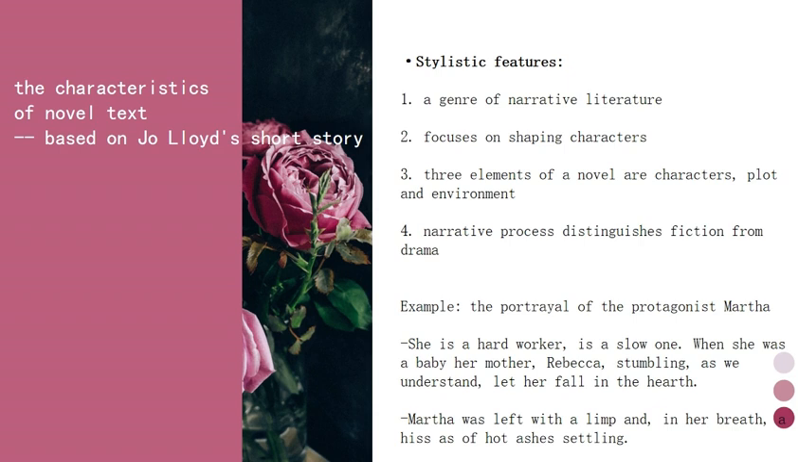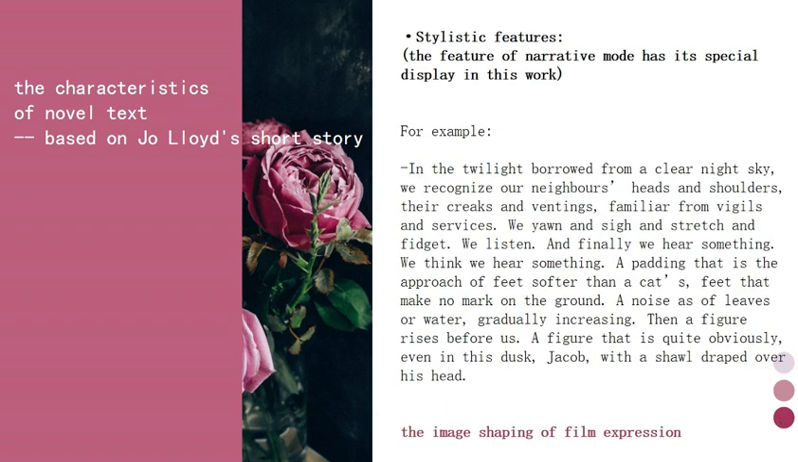In this work, narrative runs through the whole text. And here we have an example about the portrayal of Martha. In addition, the feature of narrative mode has a special display in this novel. Here, the image shaping of film expression is used. It is often used in film narratives, usually when there is a need to create suspense and highlight a creator's particular situation. We can look at this example.